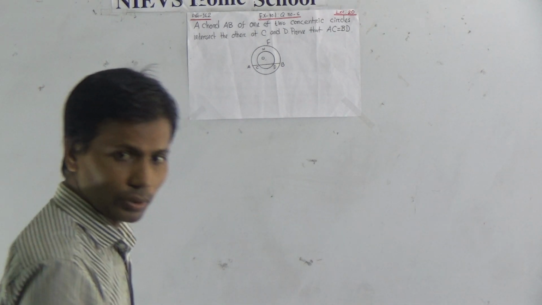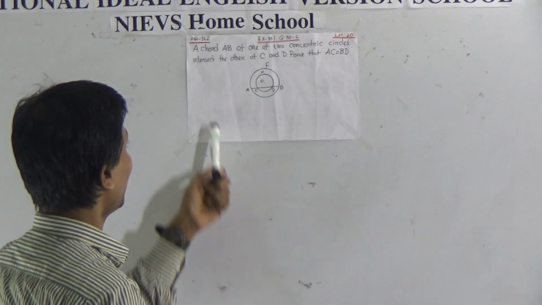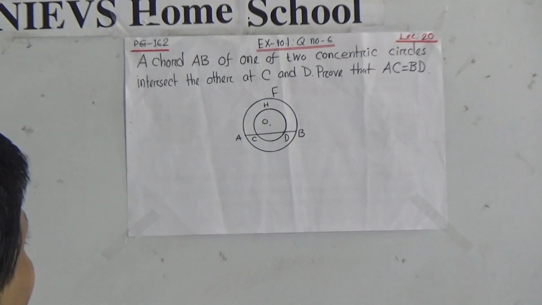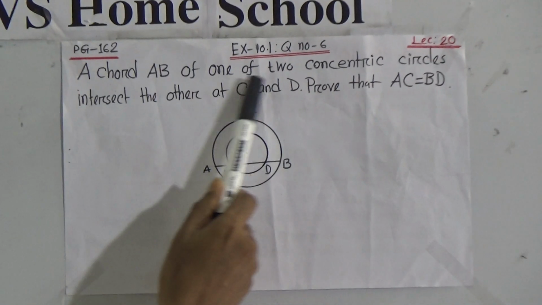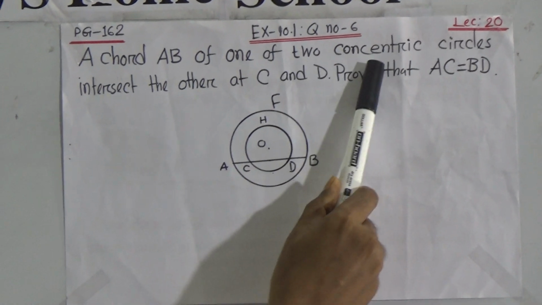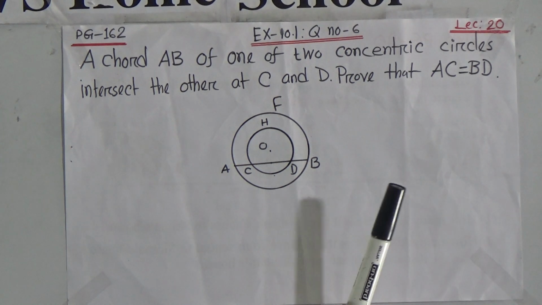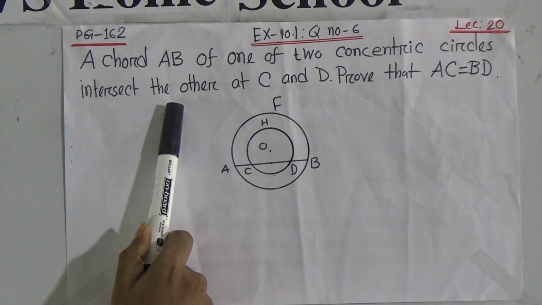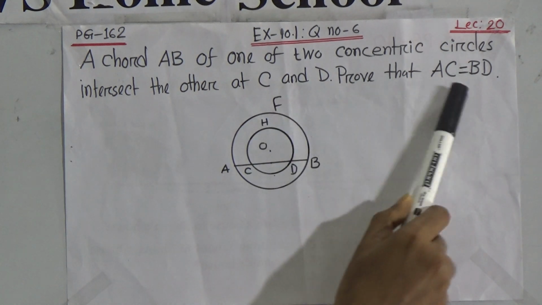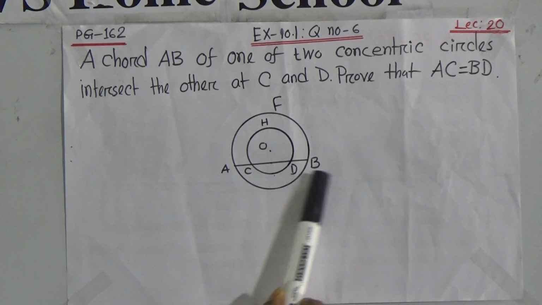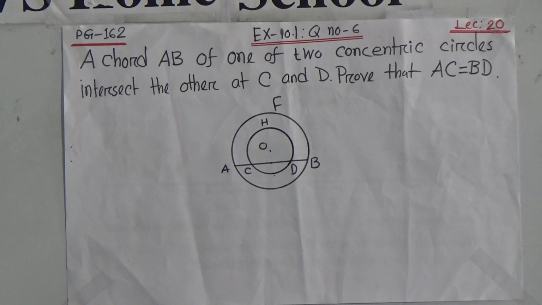Okay, now start the reading. At first we read the question. Look, a chord AB of one of the 2 concentric circles intersects the other at C and D. Prove that AC equals BD. Okay, we have to prove that AC equals BD.